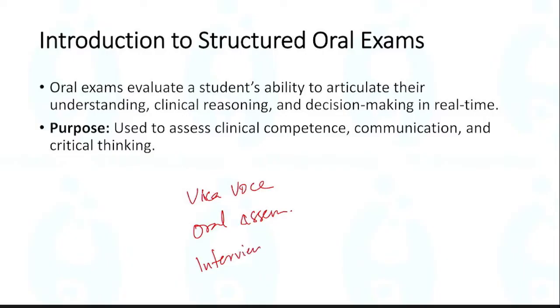In written exams, what happens? They only assess the theoretical knowledge, right? But in oral exams, they assess the understanding, clinical reasoning, and decision making in real time by the method of verbal conversation, or verbal questions. So that is evaluating the ability of the student to articulate their understanding, clinical reasoning and decision making. This is a major method of assessment in the healthcare or medical system.